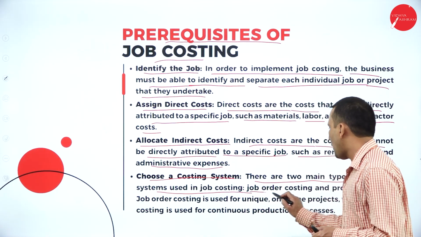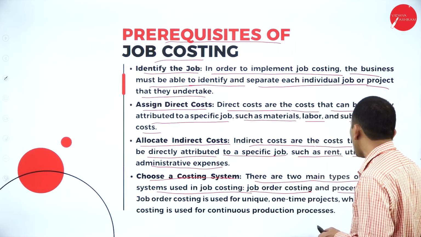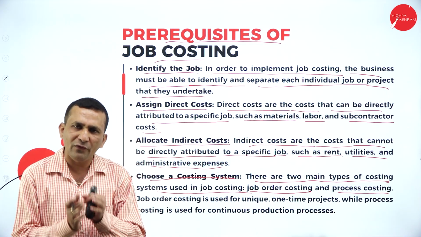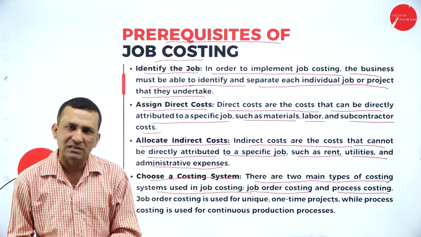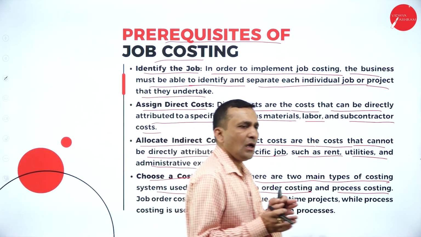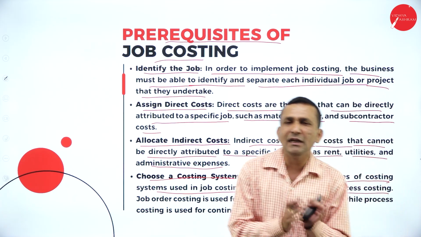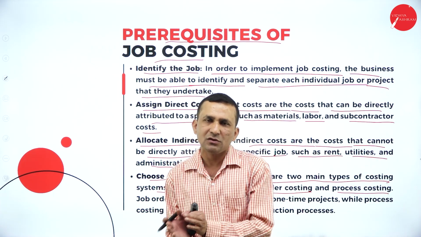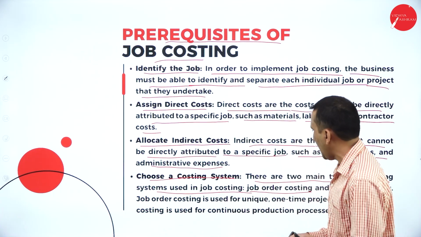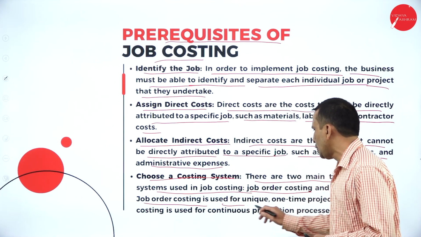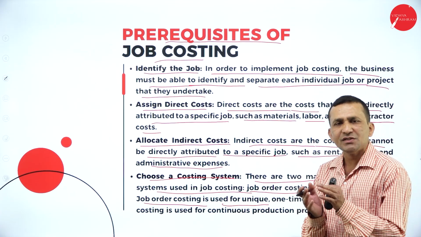One is job order costing and the other is process costing. In job order costing, each and every product will go for a specific job or specific task. For example, in process costing, one specific process is completed, then it will go to the next process. So you have to decide which type of costing you adopt. Job order costing is used for unique work, because each job is unique.